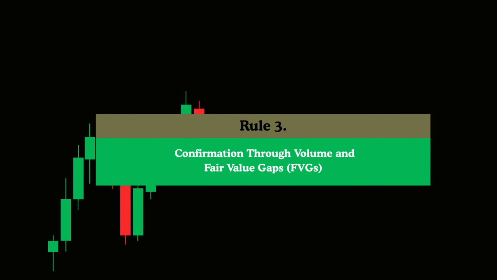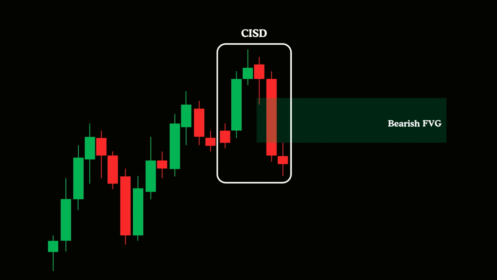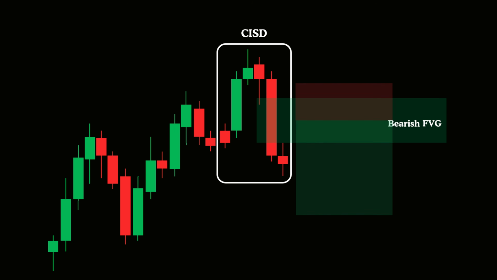Checkmark rule number 3: confirmation through volume and fair value gaps, FVGs. A reliable CISD setup is often backed by volume and momentum confirmation, both of which can be seen through the formation of fair value gaps. Let's say the market breaks out with strength, leaving behind a bullish FVG, signaling strong upward momentum. Suddenly, the price reverses, closes below the demand area, and forms a bearish FVG in the process.